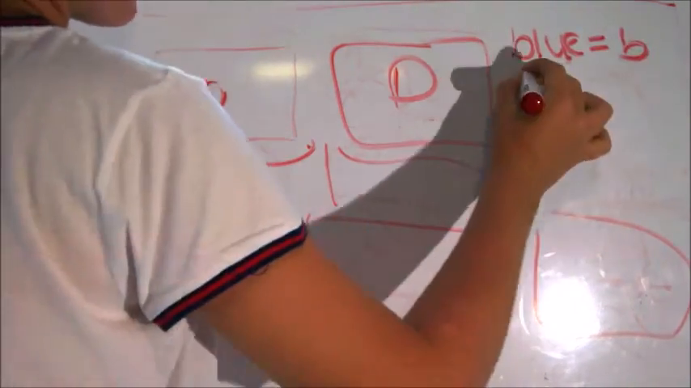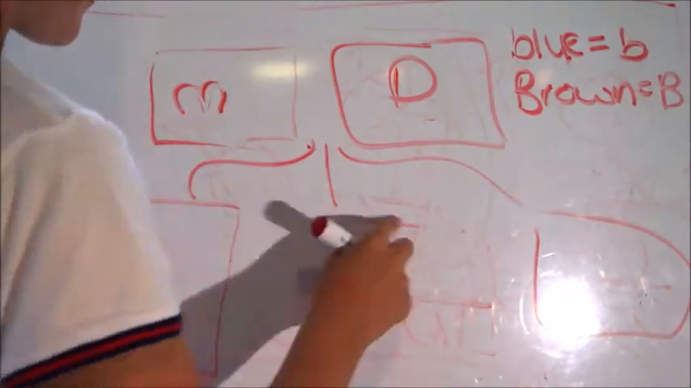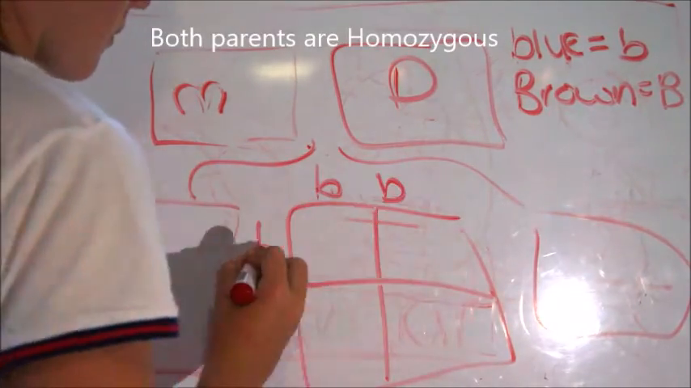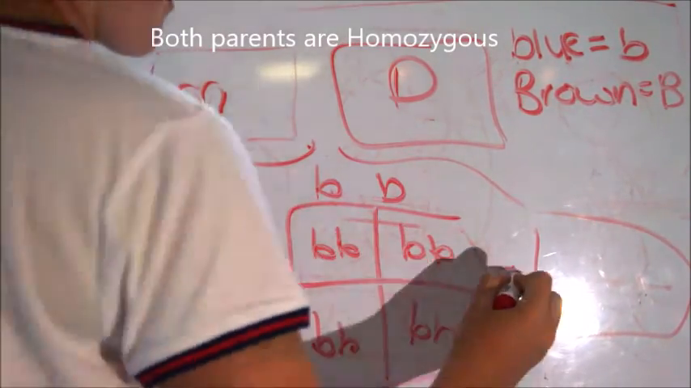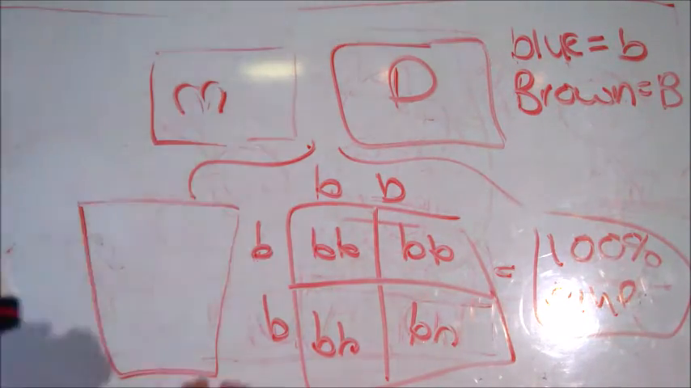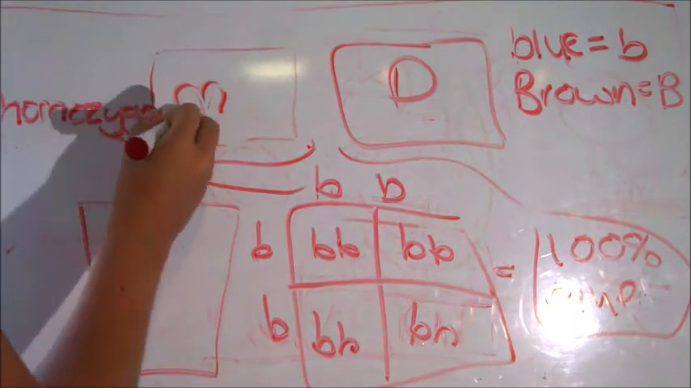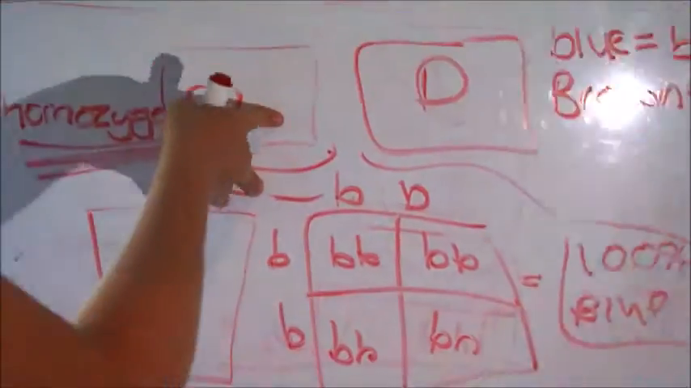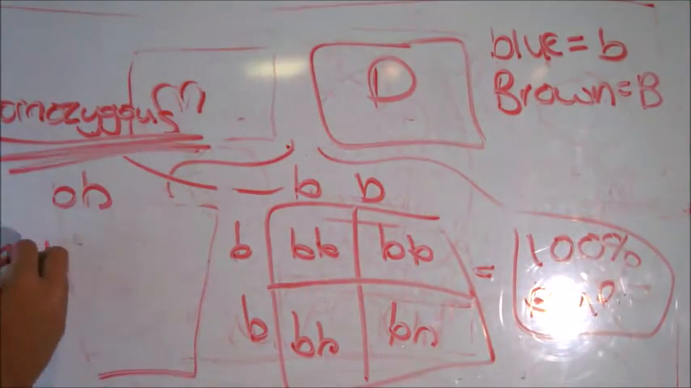Blue is recessive to brown. This means that they would have to be homozygous, two of the same genes. But when the dominant gene is shown, it can be homozygous or heterozygous, two different genes. So if you put this in a Punnett square, you can see that the results are 100% blue eyes. Therefore, we all have got blue eyes.